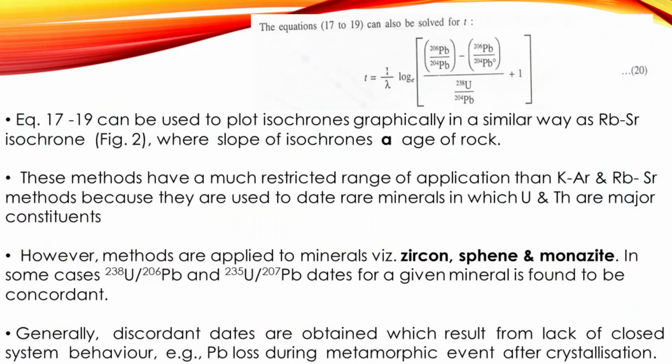In general, these methods have a much more restricted range of application than the potassium-argon method and rubidium-strontium methods, because they are used to date rare minerals in which uranium and thorium are major constituents. However, very frequently these methods are applicable for minerals such as zircon, sphene and monazite.